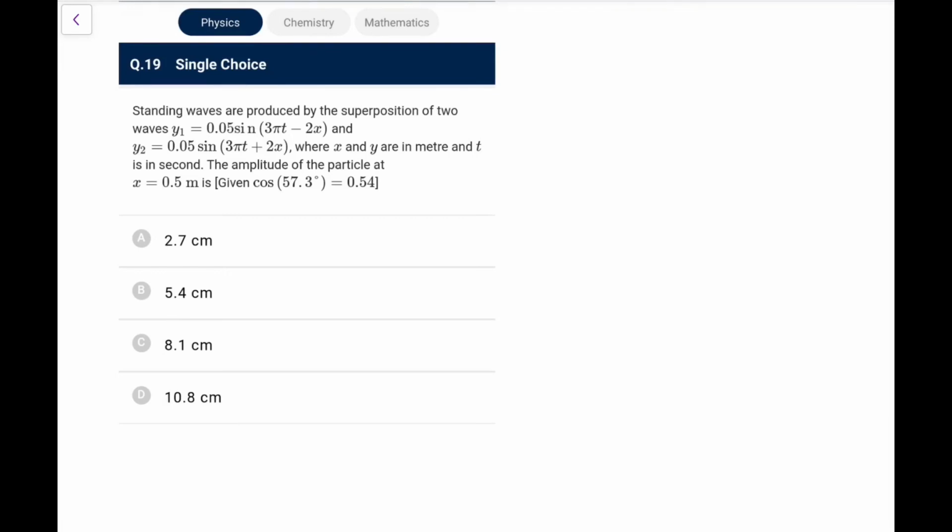Next one, standing waves are produced by the superposition of these two waves. The amplitude of the particle at 0.5 meter will be, so first of all, what would be the wave? I should write y1 plus y2. So 0.05 into 2, I'll get 2a, and because it is sin a minus b and sin a plus b, sin a plus sin b is 2 sin of (a plus b) by 2, that is sin of 3 pi t, and it would be cos of 2x. That is what we are getting.